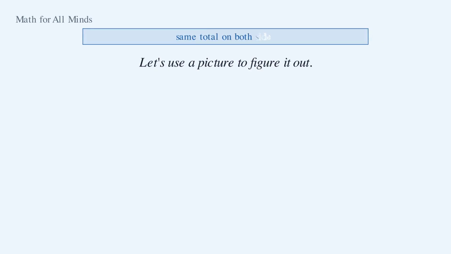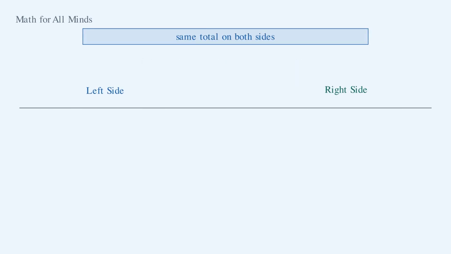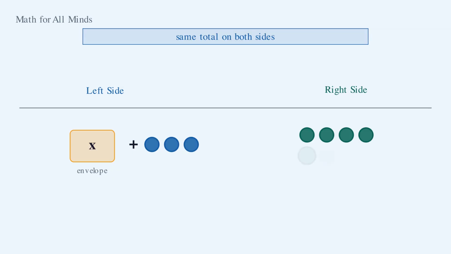Now here's the big question. How do we find a solution without just guessing? Let's use a picture to figure it out. Imagine an envelope with some unknown number of counters inside. On the left side of a table, we place the envelope plus 3 loose counters. On the right side, we place 8 counters. Both sides have the same total. How many counters are hidden in the envelope?